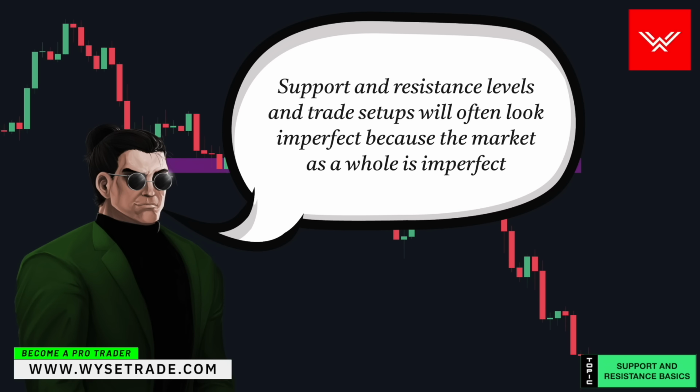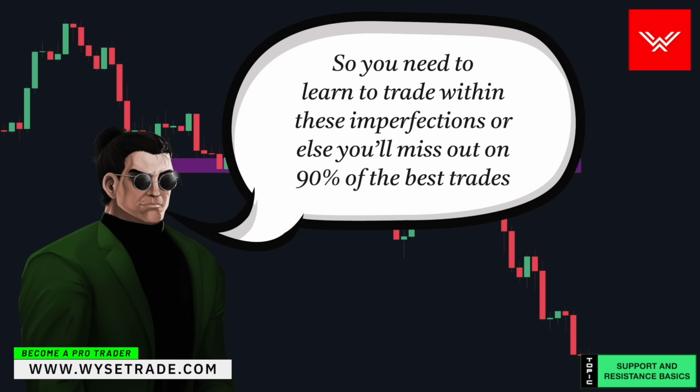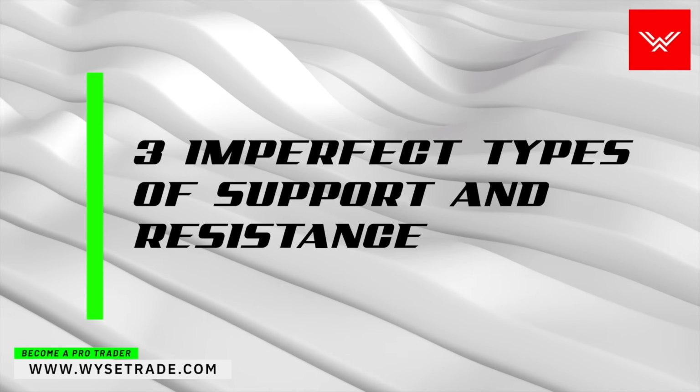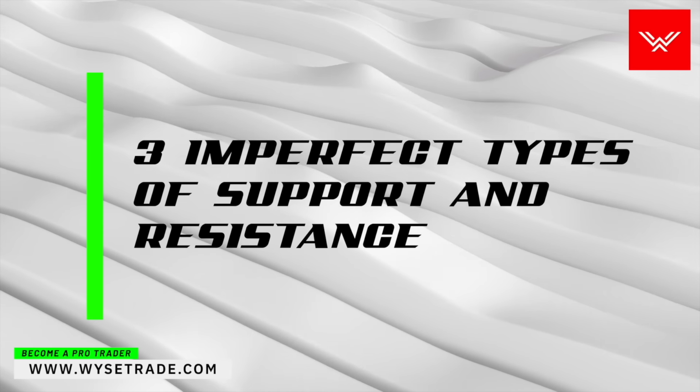Support and resistance levels and trade setups will often look imperfect because the market as a whole is imperfect. So you need to learn to trade within these imperfections, or else you'll miss out on 90% of the best trades. So here are the 3 imperfect support and resistance types to look for.